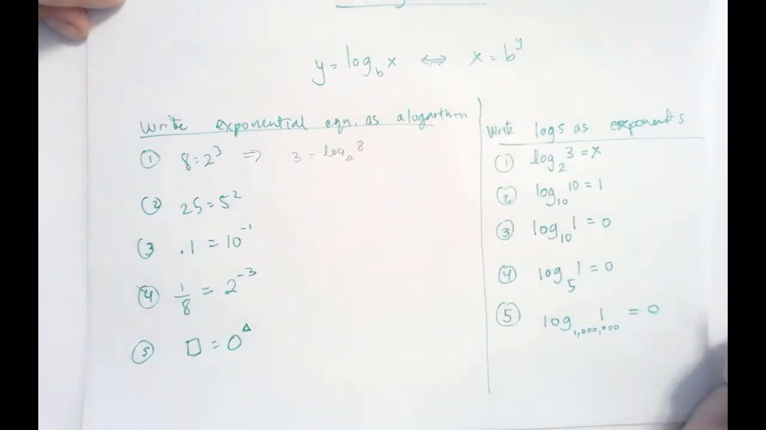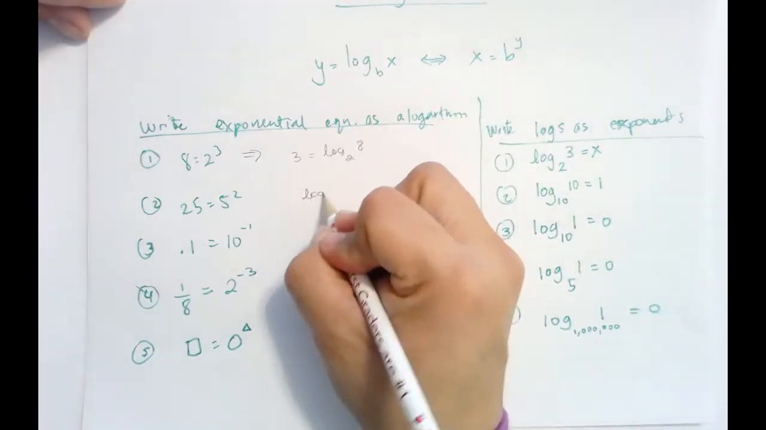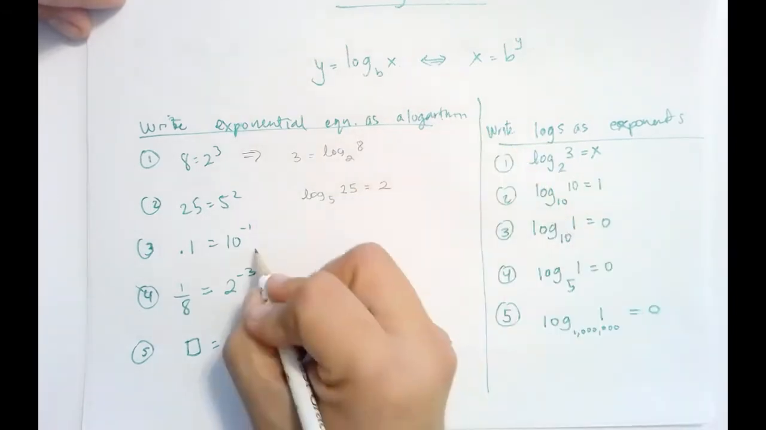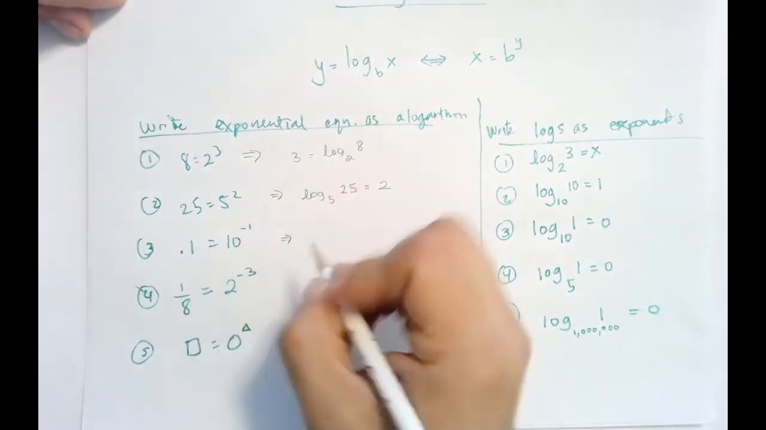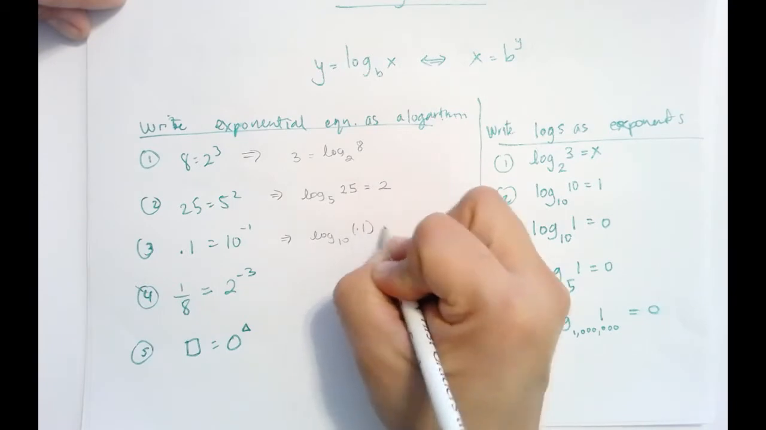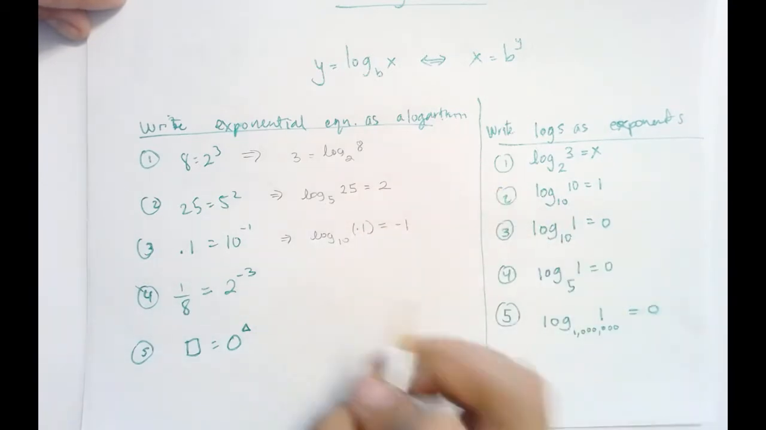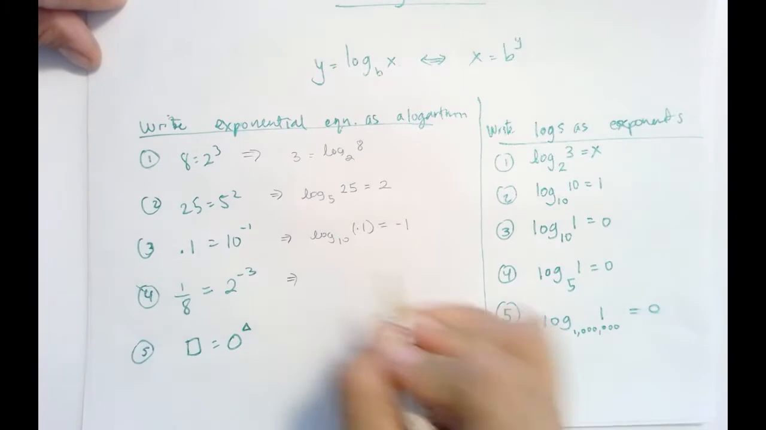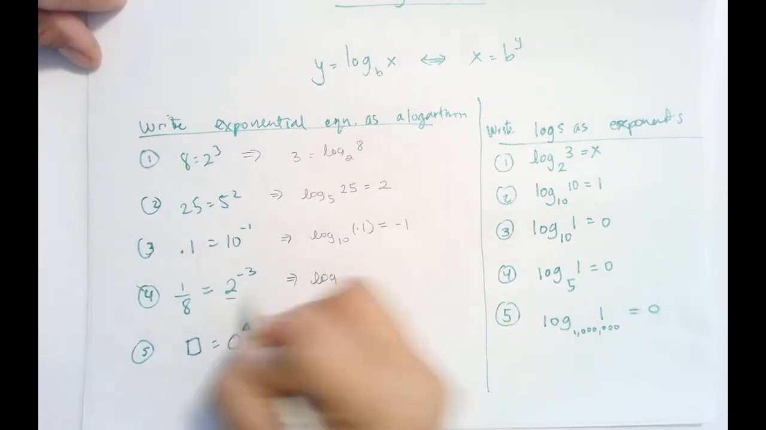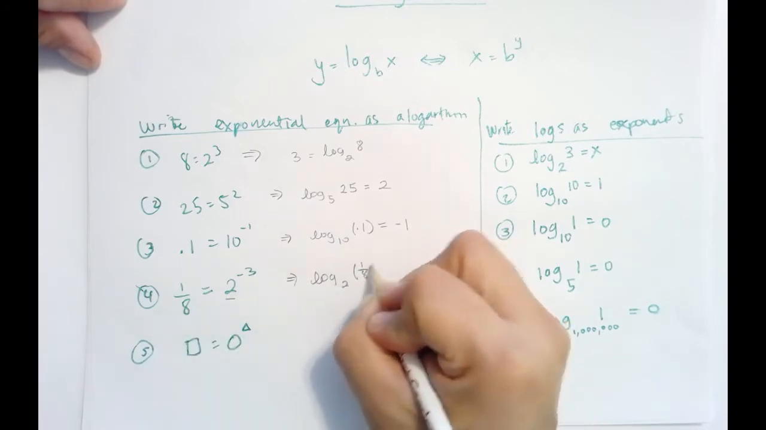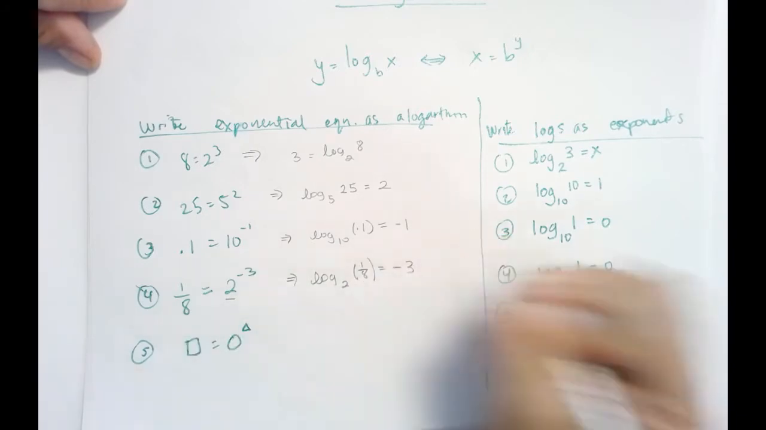Same thing, so log base 5 of 25 is equal to 2. So if I was to write this again, log base 10 of 0.1 is equal to -1. If you want to practice this on your own, you can pause the video anytime, but I'm just going to go through them. So log base 2 of the argument, which is 1/8, is equal to the exponent, which is -3.